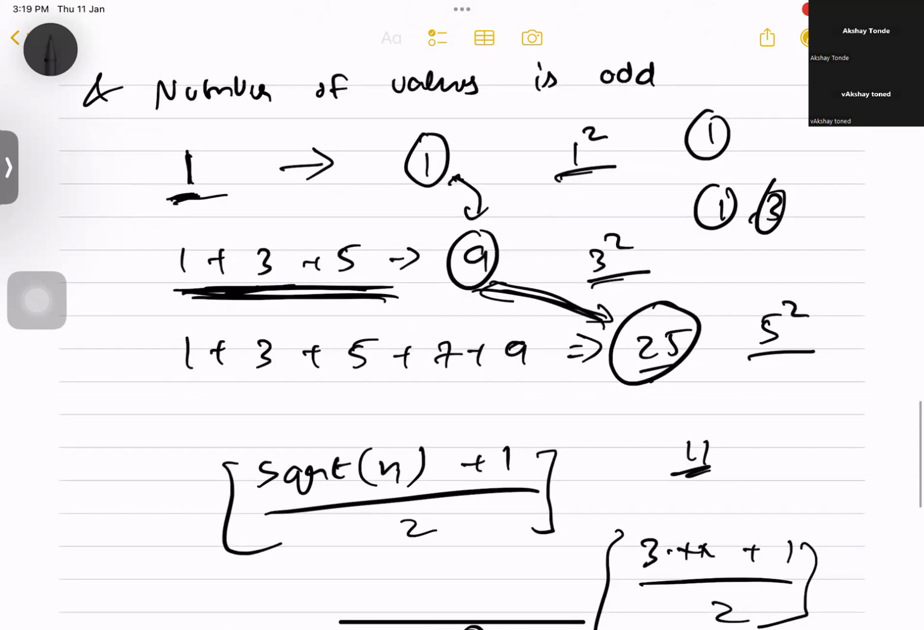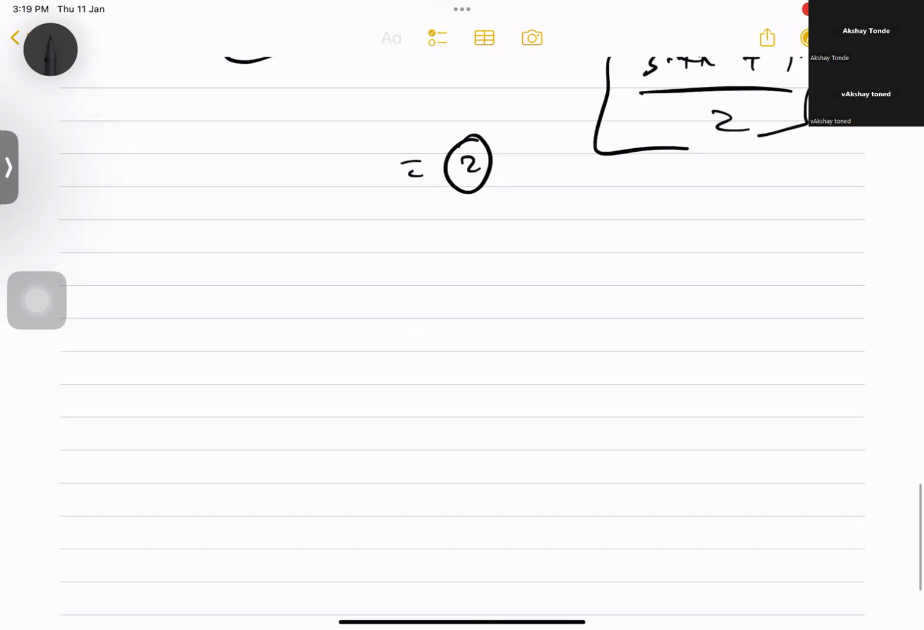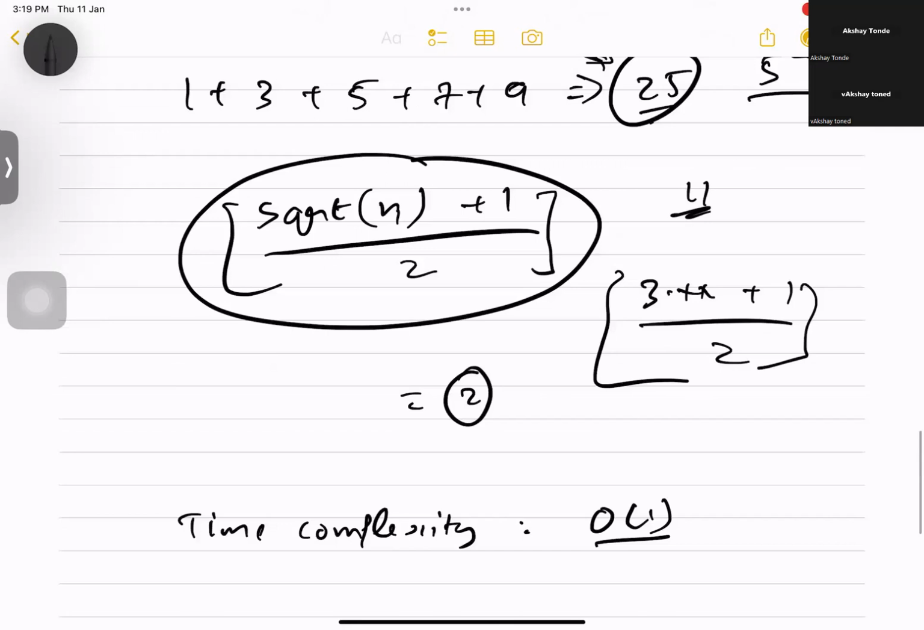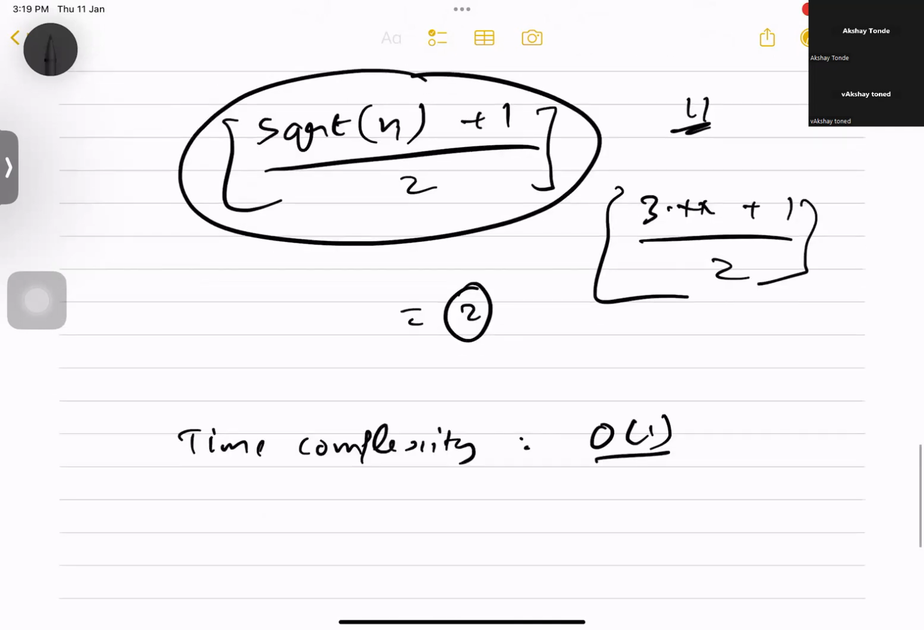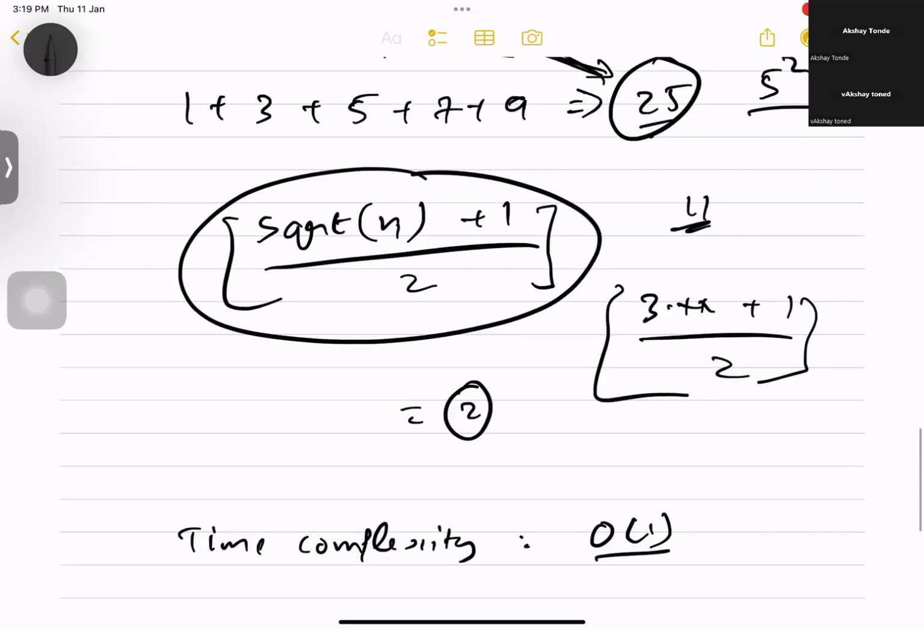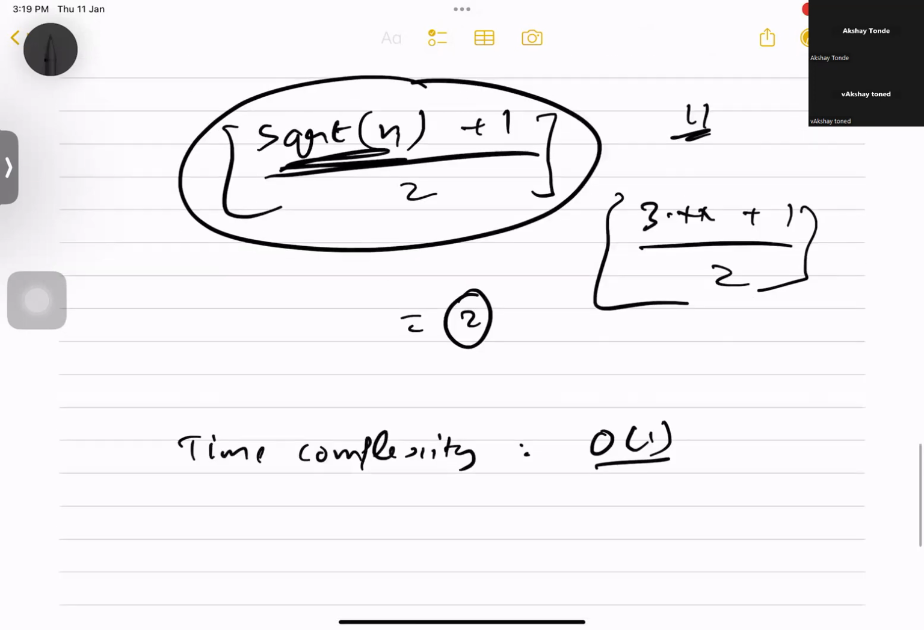And the time complexity of this question will be O of 1, because we just find the square root and use a simple formula to do the division and print the answer, right? So this is how we solve the question. If you use binary search to find the square root, then it will be O of log n, basically. But this is how we solve the question.